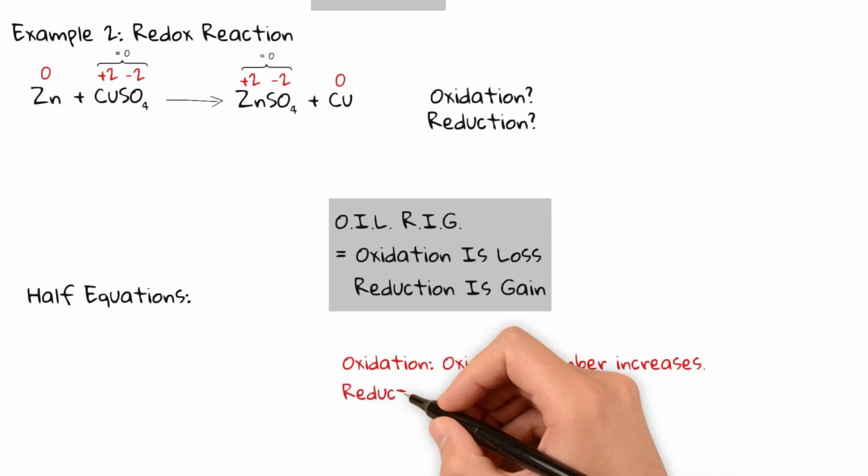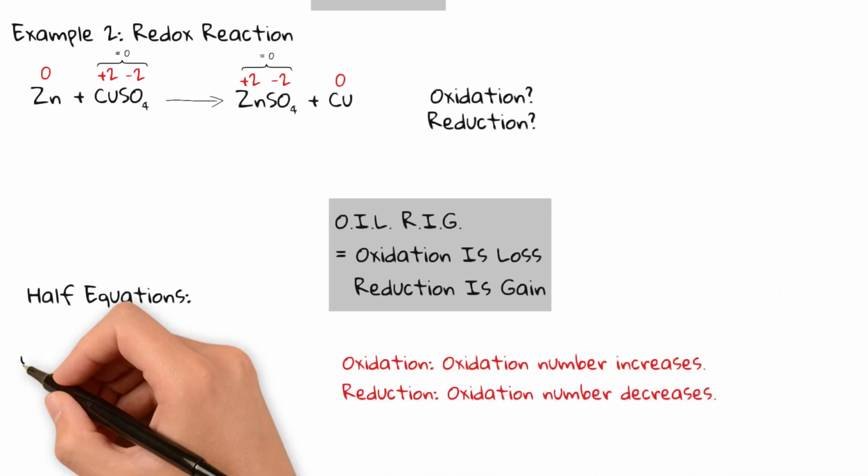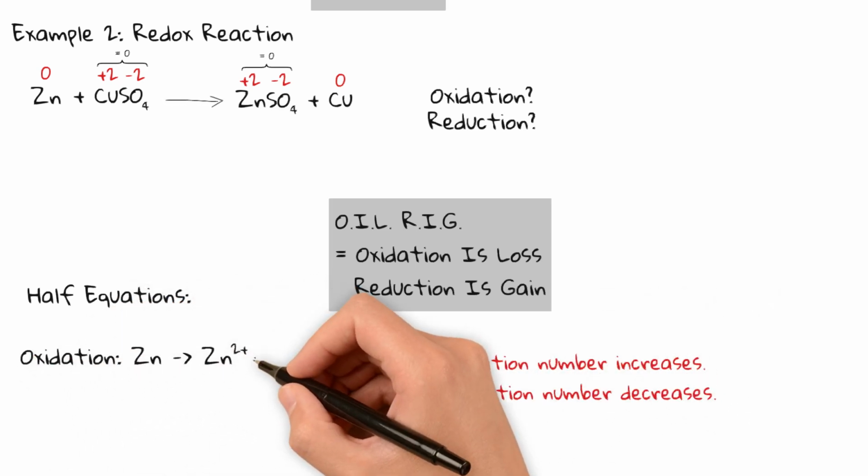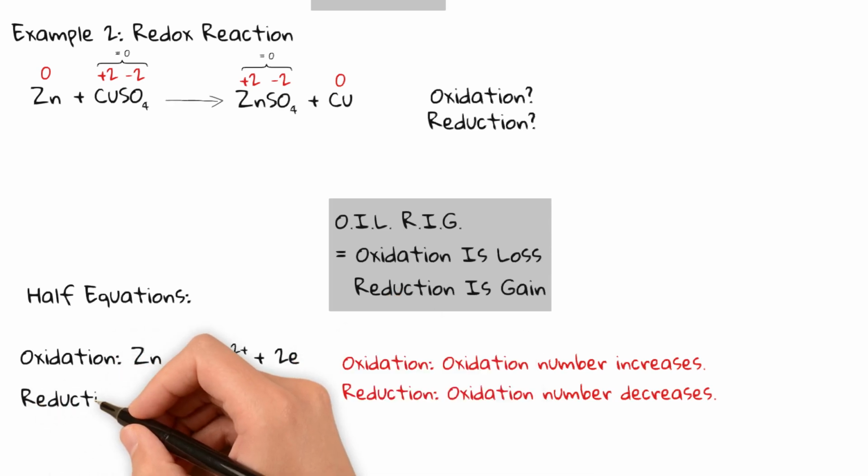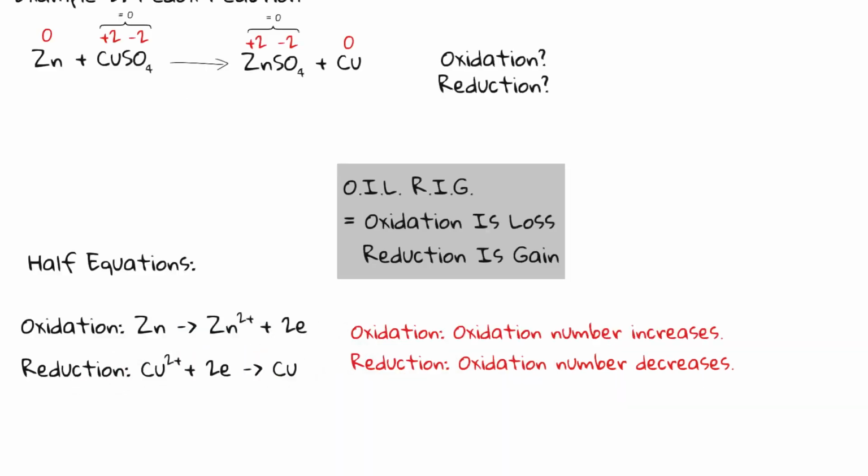Firstly, we learned from the oxidation numbers that zinc lost 2 electrons. So zinc reacts to Zn2+ and 2 electrons.